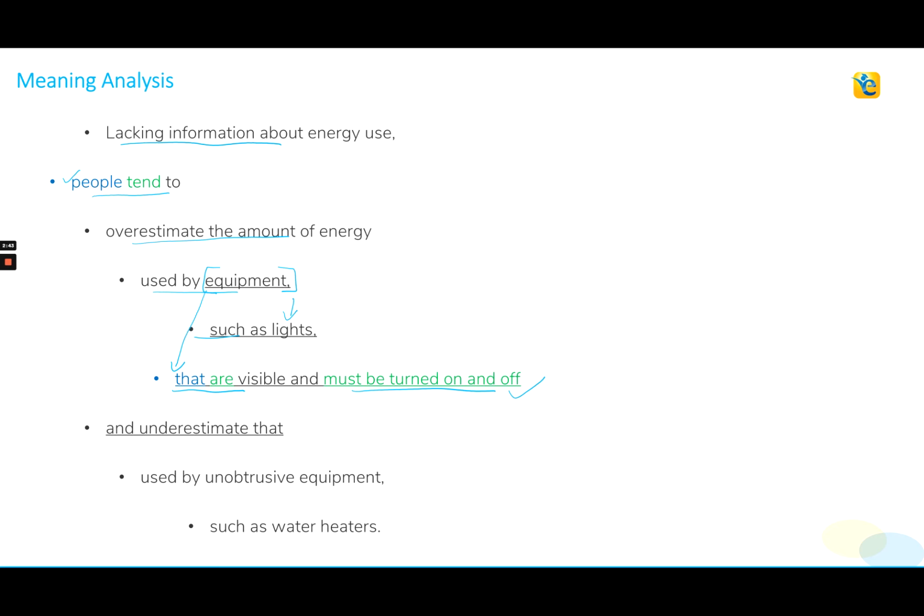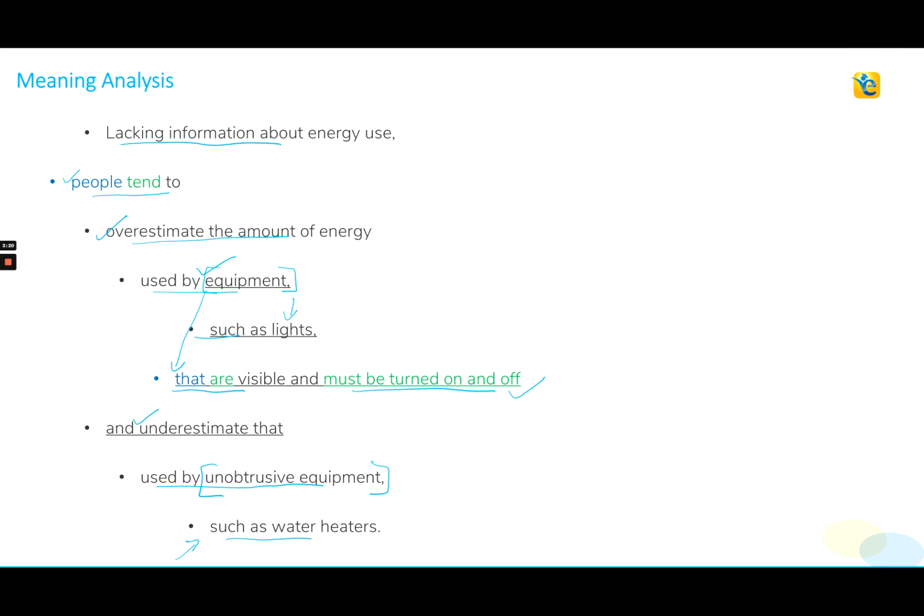Okay, reading the last bit of the sentence. And underestimate that used by unobtrusive equipment such as water heaters. Okay, so people tend to overestimate the amount of energy for a specific kind of equipment, and they tend to underestimate the amount of energy that is used by unobtrusive equipment that is generally not in their sight. And one of the examples given here is water heaters.